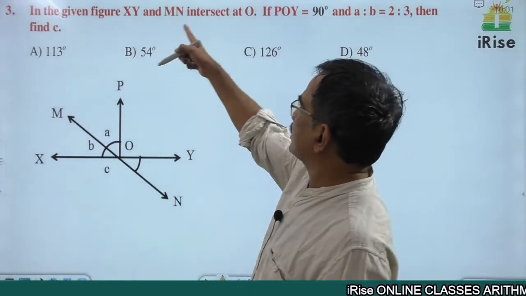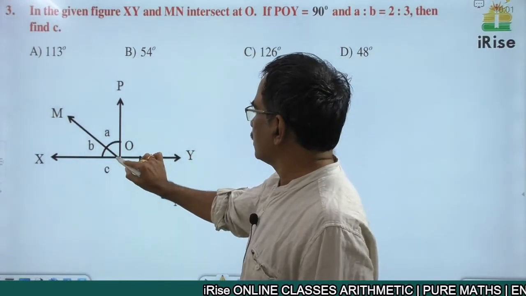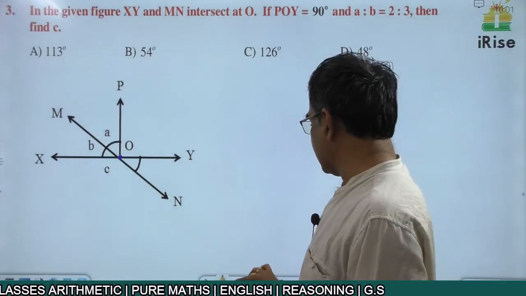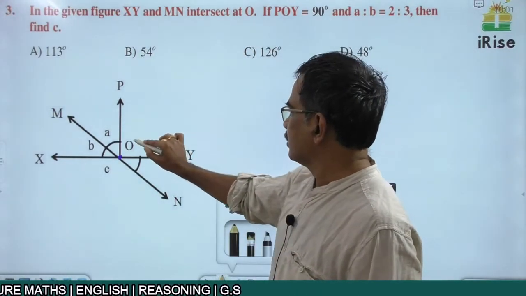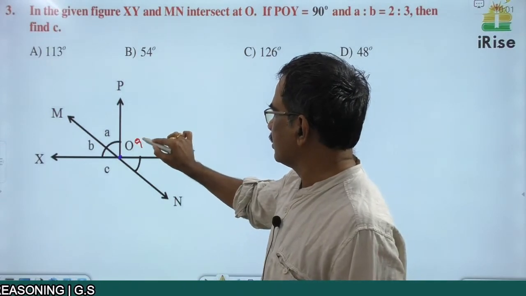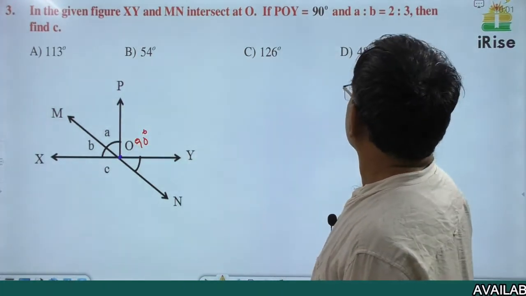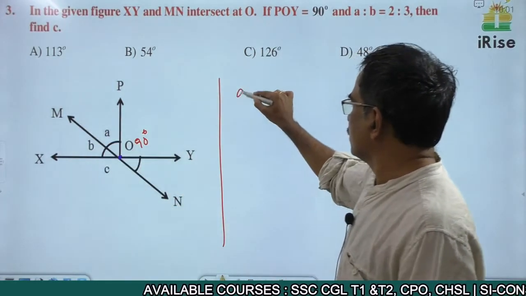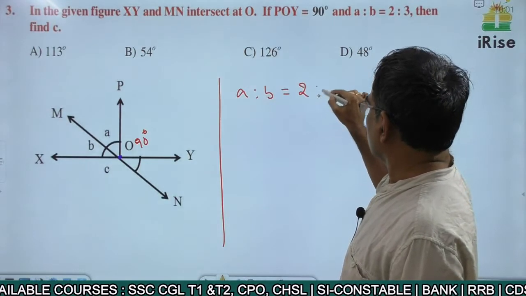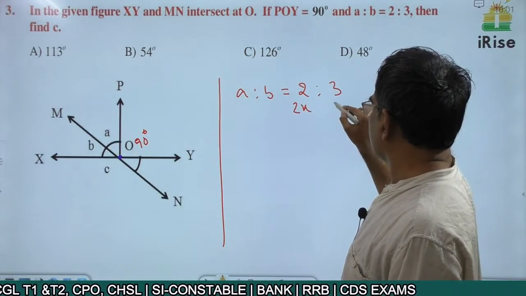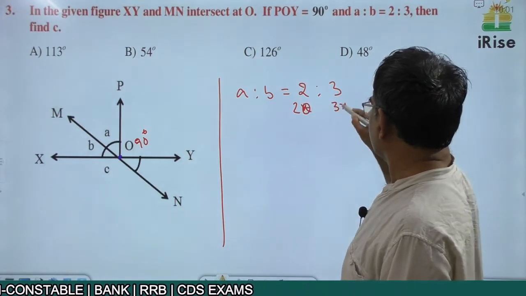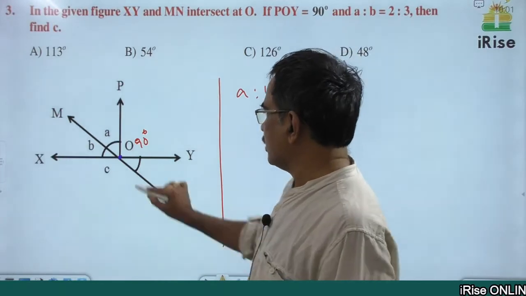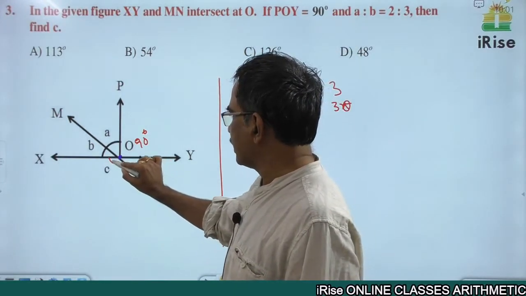In the given figure, XY and MN intersect at O. This is the point of intersection. Angle POY is 90 degrees. This angle is 90 degrees, given. A is to B is 2 is to 3. A is to B is equal to 2 is to 3. I want to consider this as 2 theta and this as 3 theta. Then find C. Actually this is C. We have to find angle C.